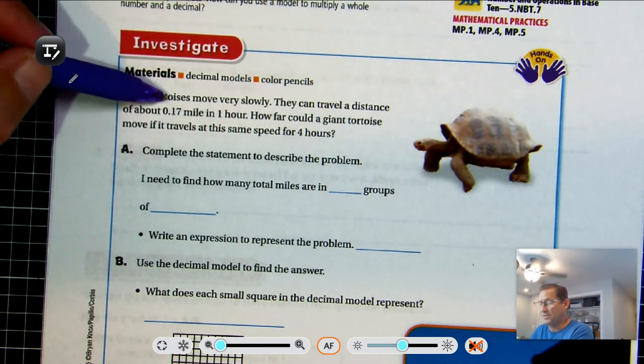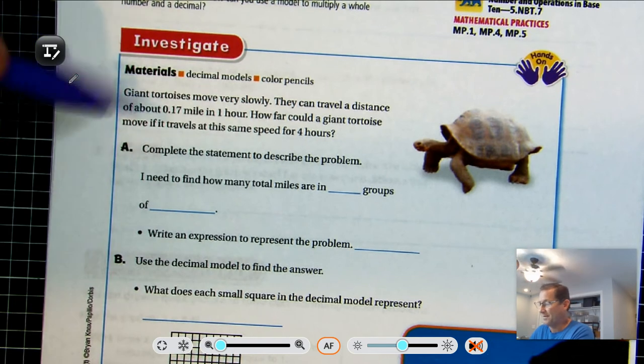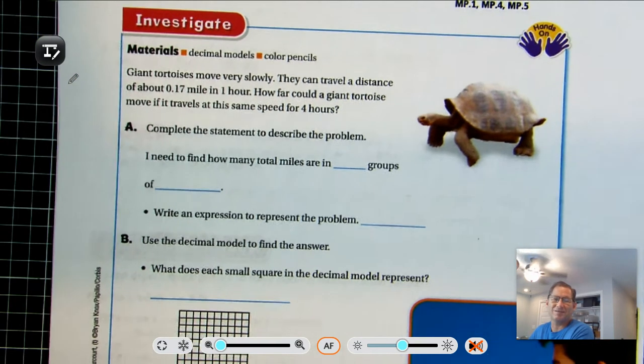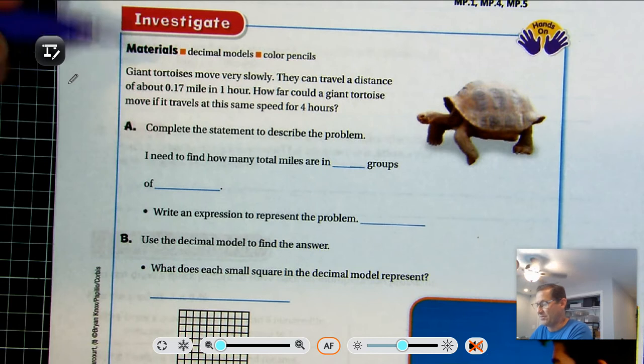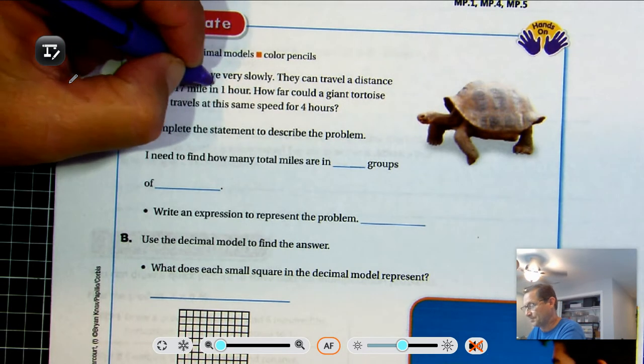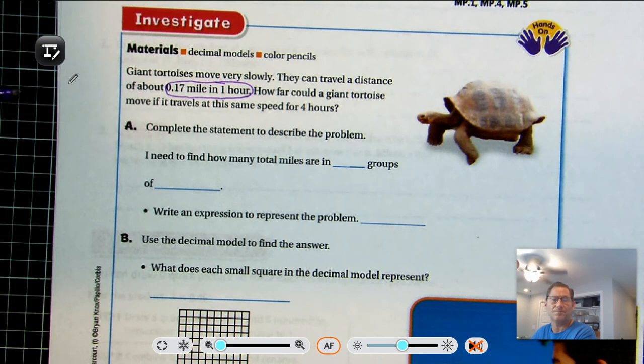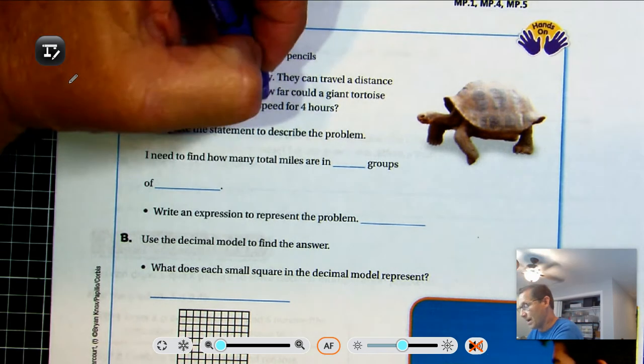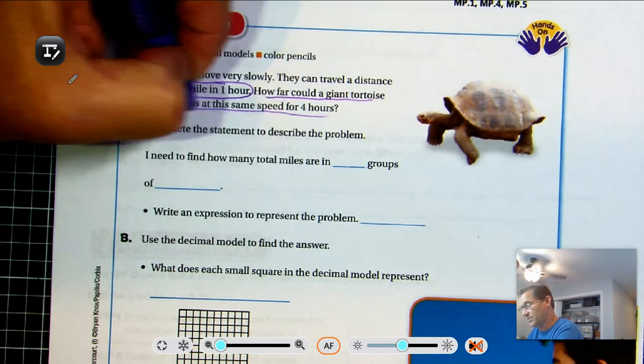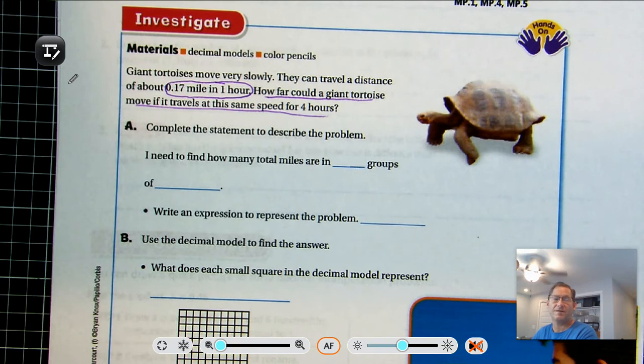So giant tortoises move very slowly. They can travel a distance of about 17/100th mile in 1 hour. So 17/100th mile per hour. So how far could a giant tortoise move if it travels at this same speed for 4 hours? So that's what we're asked to find, right? How far could it travel in 4 hours?